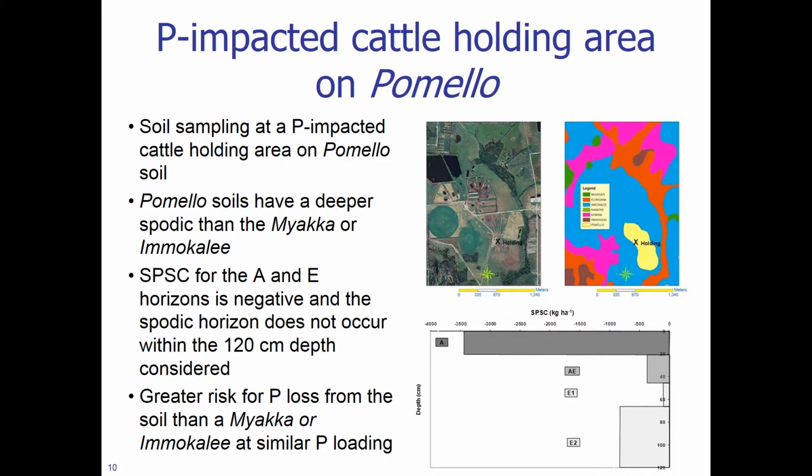Next, we have the P-impacted cattle holding area on Pomelo. Pomelo is a very, very deep soil, and it's deeper than either the Mayaca or the Immokalee. The SPSC for the A and E horizons in this case is negative, and the spodic horizon does not occur within the 120 centimeter depth considered. So there is definitely a greater risk for P loss from the soil than a Mayaca or an Immokalee at a similar P loading. When I say the spodic doesn't occur till 120 centimeters, that means we are still in the E horizon and P loss would be great.